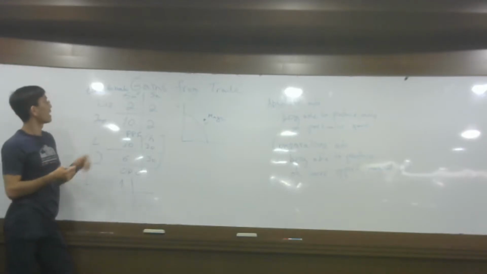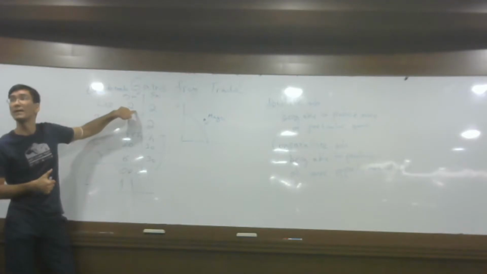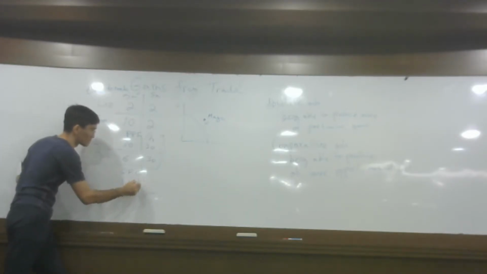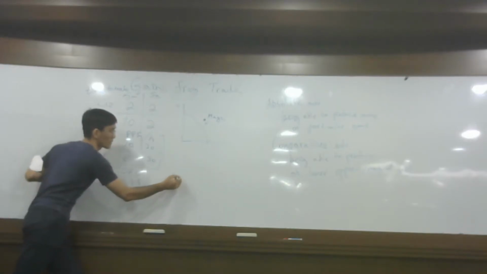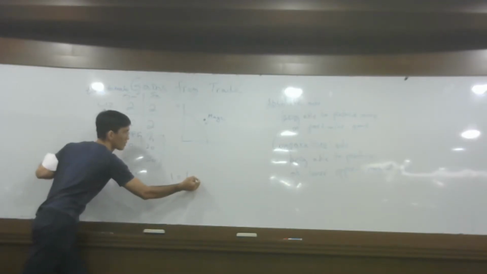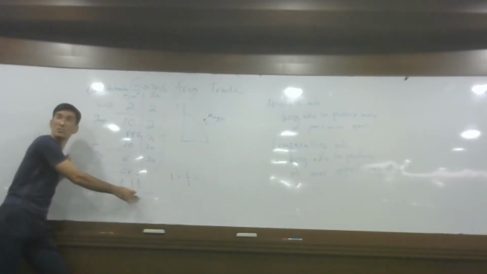If she spends the time to make a salad, in that 2 minutes, how many smoothies could she make? 1. So this is also 1 here. Remember we said that opportunity cost is the inverse, right? So 1 can be written as 1 over 1, and the inverse of that is 1 over 1. So that's 1. This will always be the inverse, right?